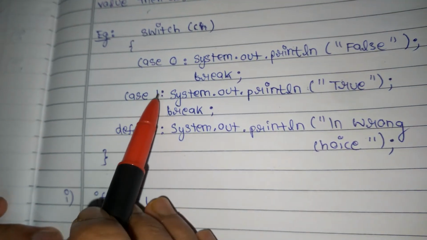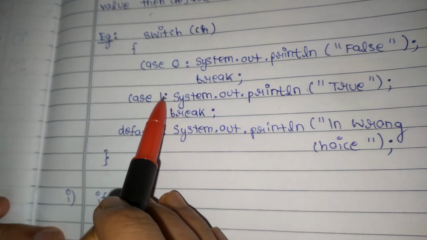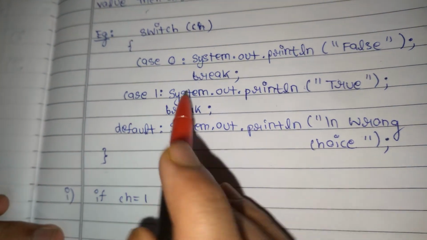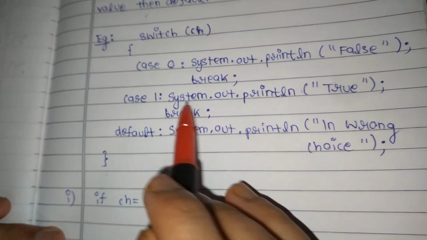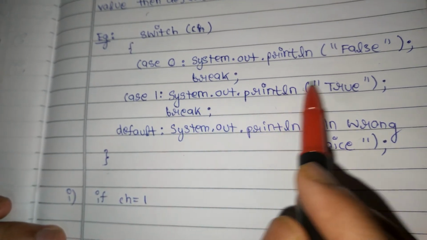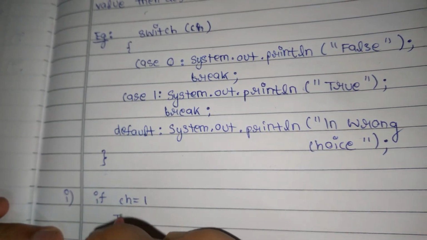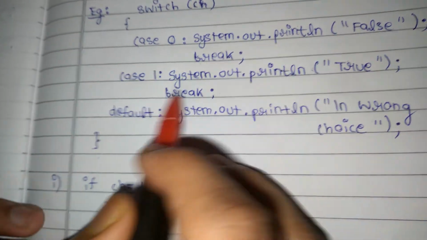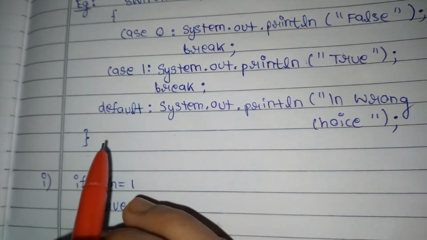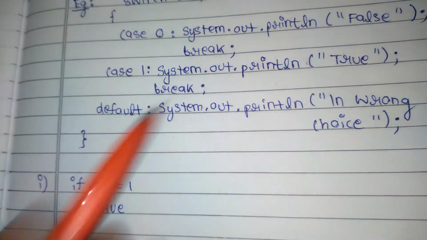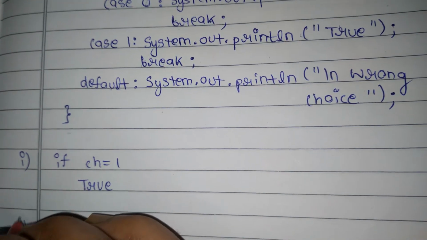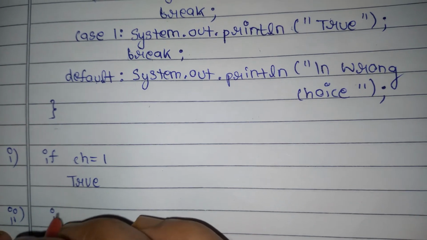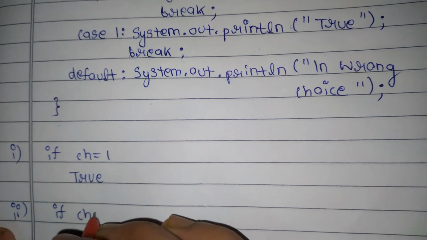Then it will take the other value, that is case 1. In case 1 you can see that 1 and 1 both match, so this statement will be printed, System.out.println true. Then the output will be true. And as we have put the break statement here, without going further it will terminate the program, or terminate this switch. Then I am taking a second example.